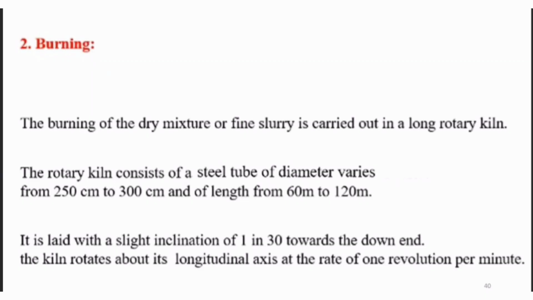So the next process is burning. This burning is carried out in a long rotary kiln, and this kiln consists of a steel tube of diameter 250 cm to 300 cm, and its length is 60 meters to 120 meters, and it is laid at a slight inclination of 1 in 30 towards the down end. The kiln rotates about its longitudinal axis at a rate of 1 revolution per minute. During the burning process, cement clinkers are formed.